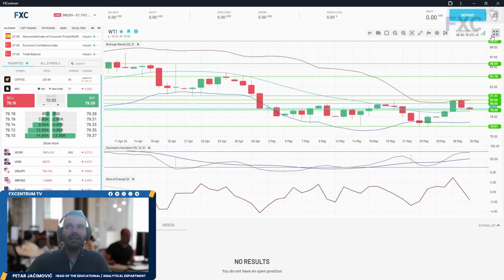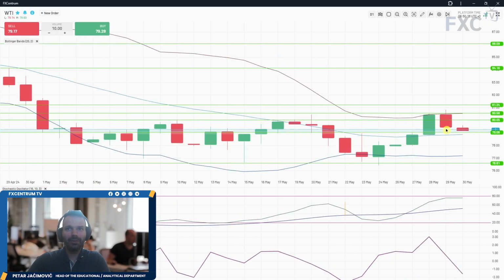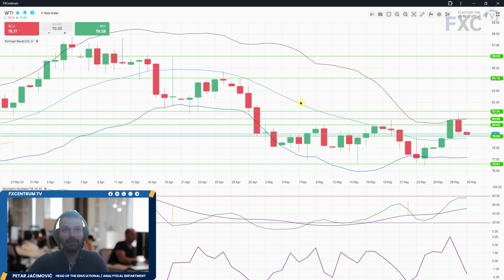Now, WTI, we had a rejection of the upper Bollinger Band. This is two standard deviations of the 20-day moving average, which is this middle Bollinger Band. And we can see this resistance is quite strong. This is why I said yesterday to pay attention to this, because either we'll see this kind of rejection or we will see some kind of a breakout.